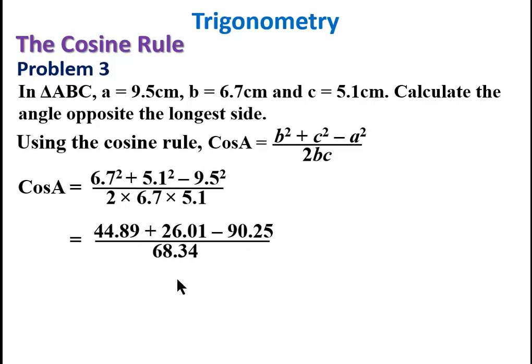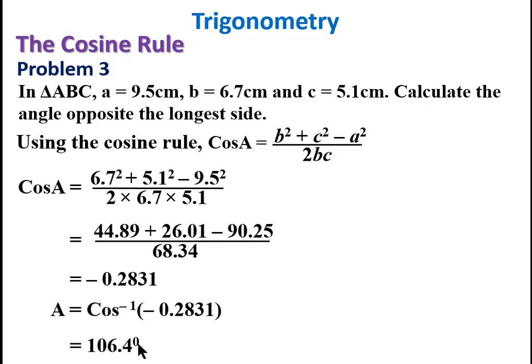So we can just input everything into our calculator to give us negative 0.2831. So to find A now, it is cos inverse of negative 0.2831. From our calculator, A is 106.4 degrees. So that's the end of the solution to problem 3. And also, this is the end of this tutorial.